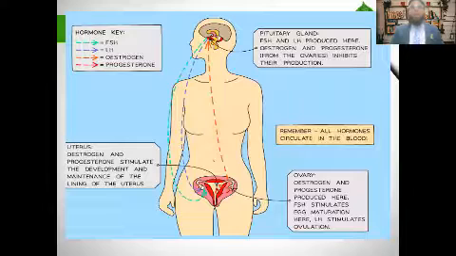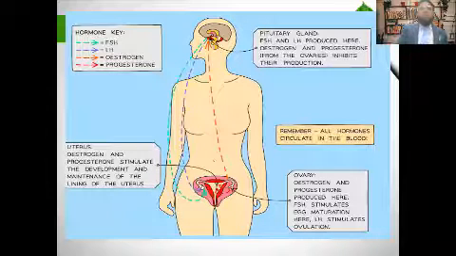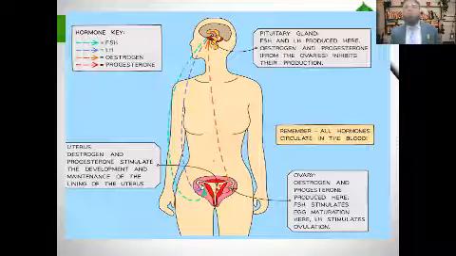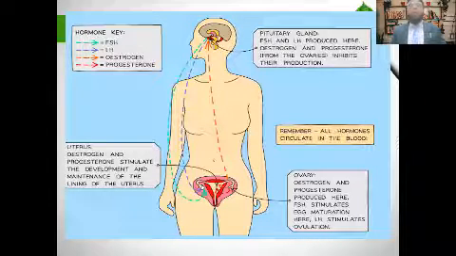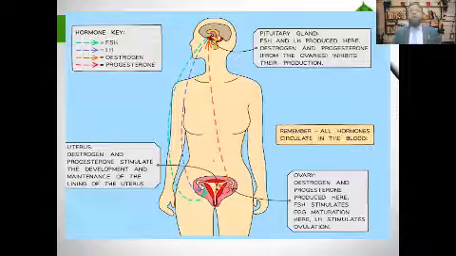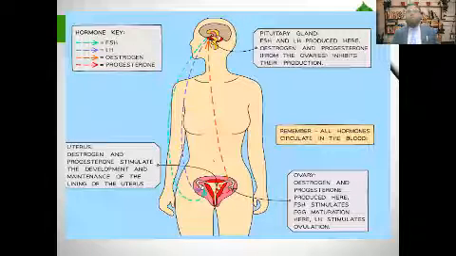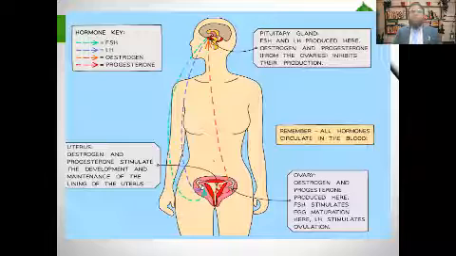Okay, so you can also see another view of the menstrual cycle and the role of these hormones. See, the pituitary gland is found below the hypothalamus. This pituitary gland secretes two hormones, FSH and LH, luteinizing hormone. And the other hormones are released by the ovary, especially estrogen and progesterone.